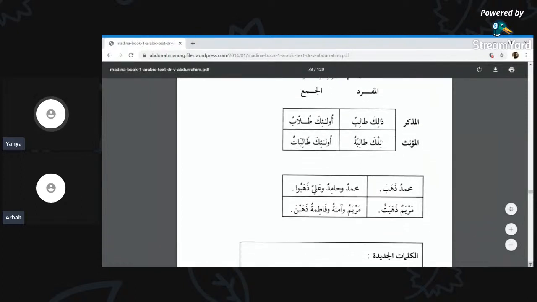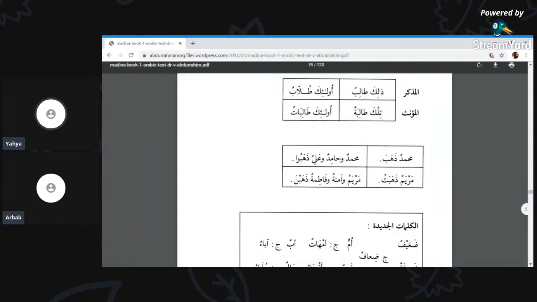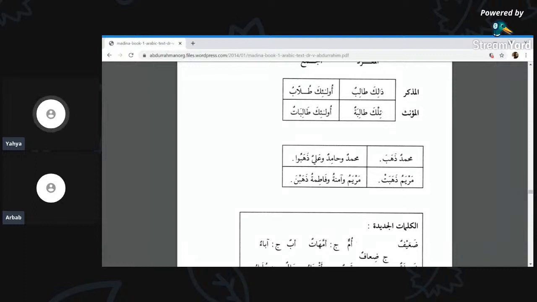Okay, and then we have Muhammadun dahaba and Maryamu dahabat. So dahaba is for masculine singular, and dahabat is for feminine singular. Whereas here we've got Muhammadun and Hamidun wa Aliyun dahabu. Now we're seeing the verb in its plural form. We say dahabu, and they've deliberately put three names there to show you that this is for three people or more, for masculine. And then we have Maryam wa Aminatu wa Fatimatu dahabna. So we can see dahabna is the plural form of dahabat, and they've deliberately put in three female names. So dahabu is masculine and dahabna is feminine.